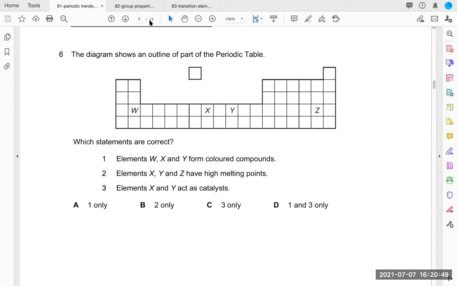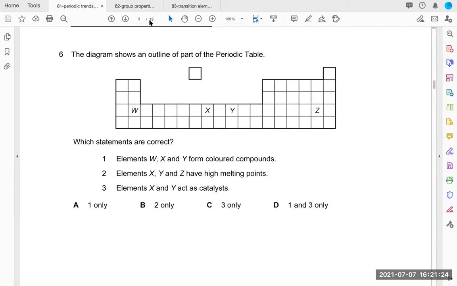Okay, X, Y, and Z have high melting points. Z is bromine. I know that because it's in group 7, and the group 7 goes fluorine, chlorine, bromine. Fluorine and chlorine are gases, and bromine is liquid at room temperature. There are only 2 elements in the periodic table that are liquid at room temperature: bromine and mercury. Okay, so X, Y, and Z have high melting point. High doesn't make sense because Z is a liquid at room temperature. So uska to melting point bahut kam hai.